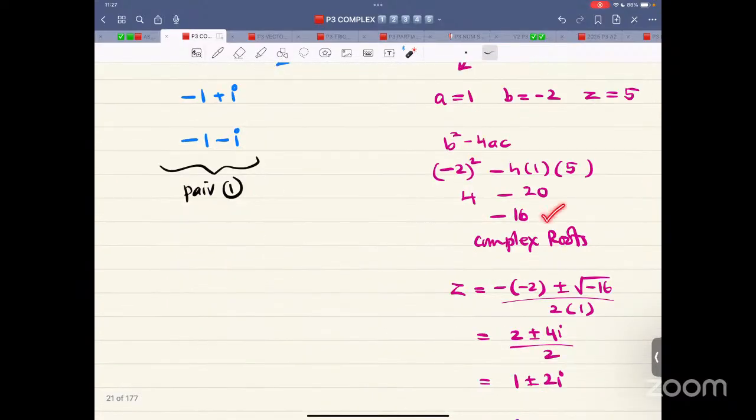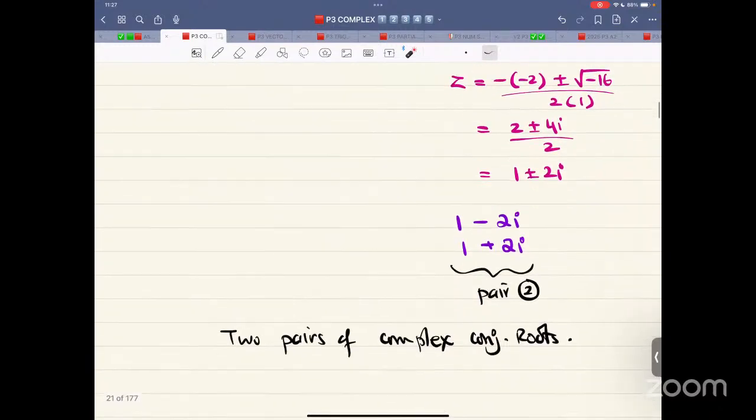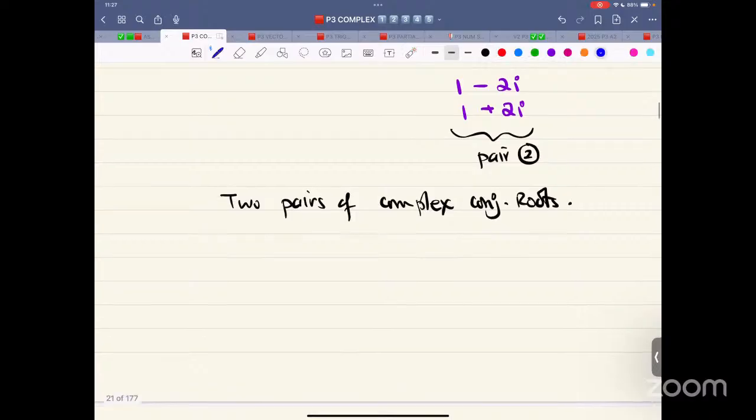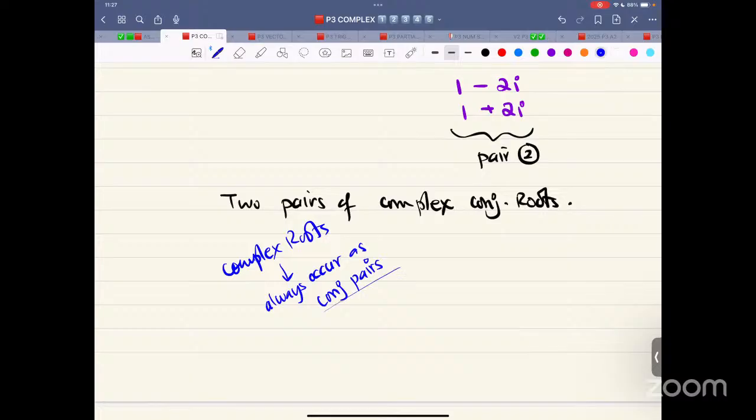First, let me check the discriminant. It's coming out to be negative. That means it also has complex roots. So that is how you get two more roots. So there are two pairs of complex conjugate roots. So roots will always occur in conjugate pairs. So complex roots, they will always occur as conjugate pairs. That is the thing over here.